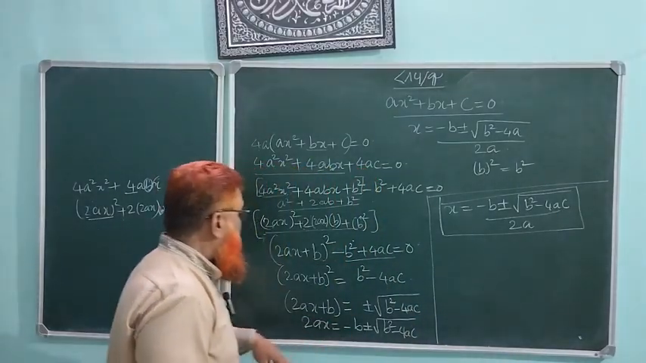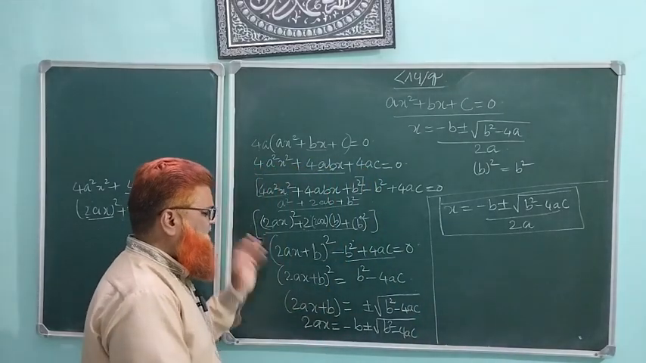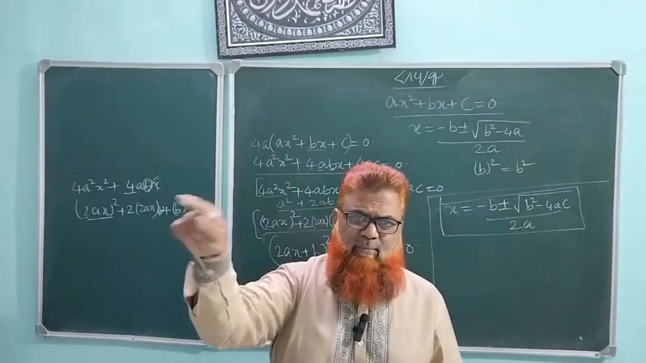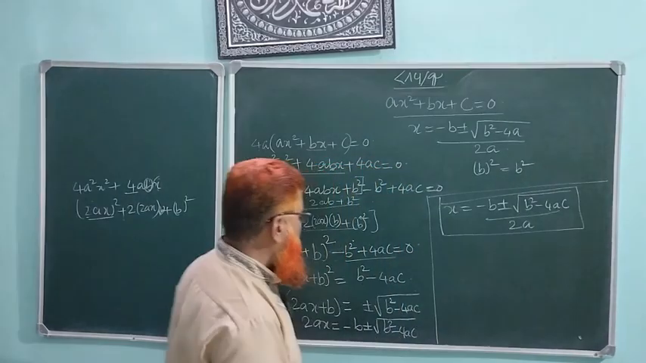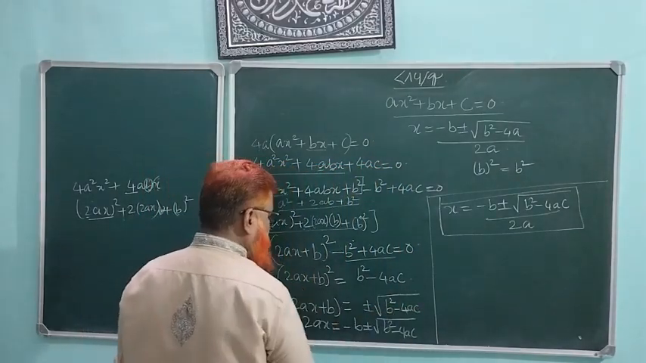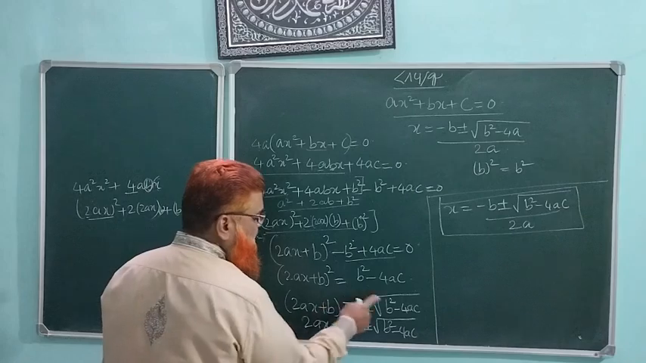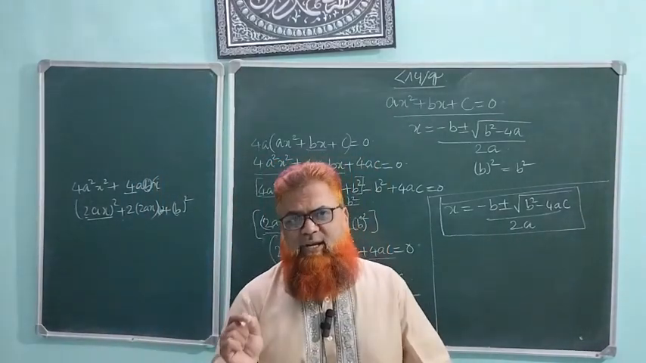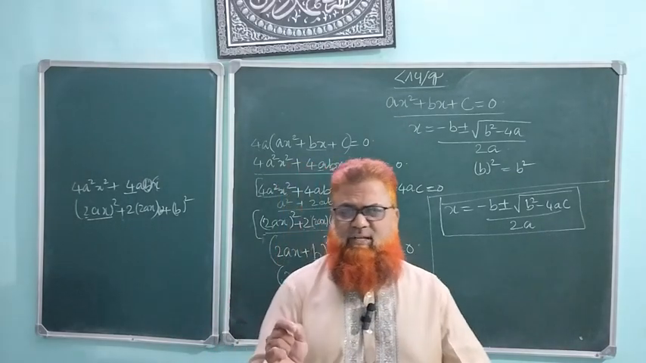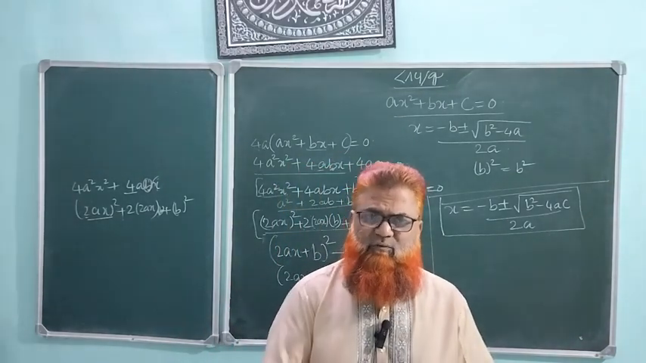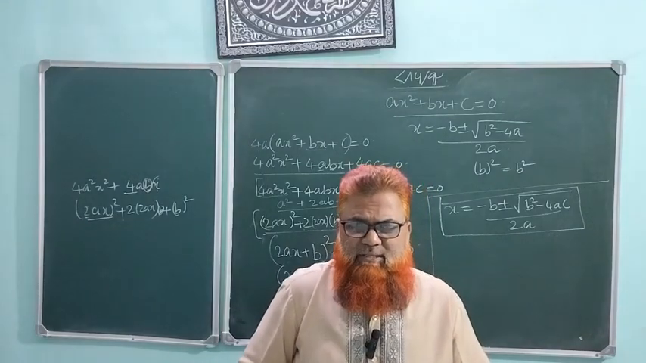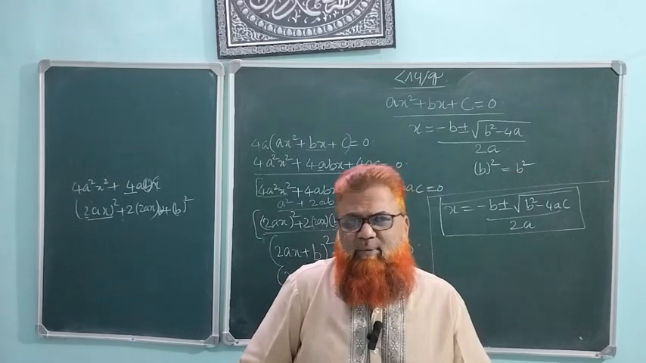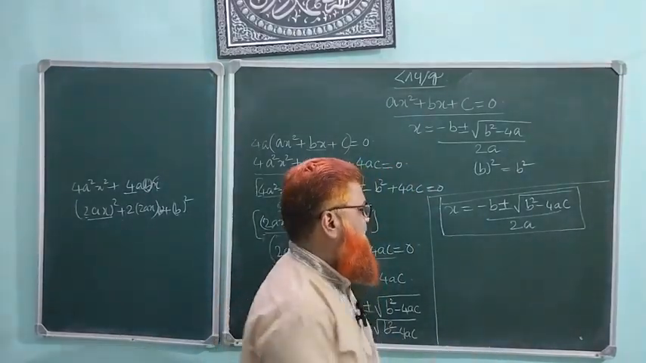Now we want 2ax plus b is equal to, the square is removed from the left side, it goes to the right by applying the root, plus or minus root of b square minus 4ac. 2ax is equal to minus b plus or minus root of b square minus 4ac. But we need x. x is the root of the equation. We find the x. Therefore, x is equal to minus b plus or minus under root of b square minus 4ac divided by 2a. This is the formula derivation.